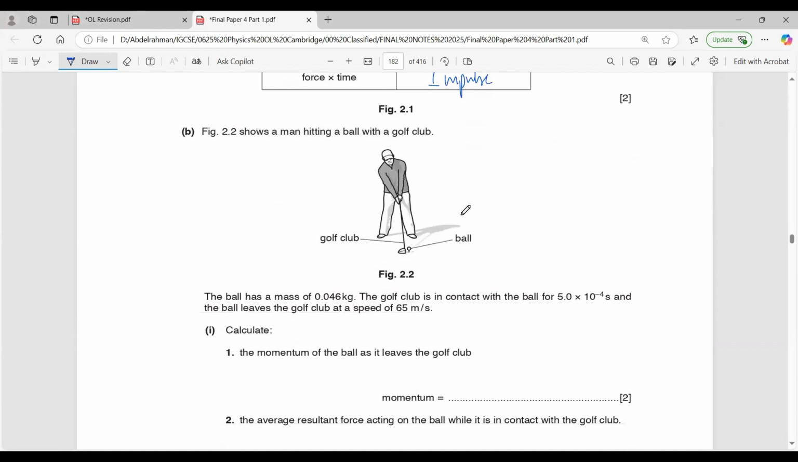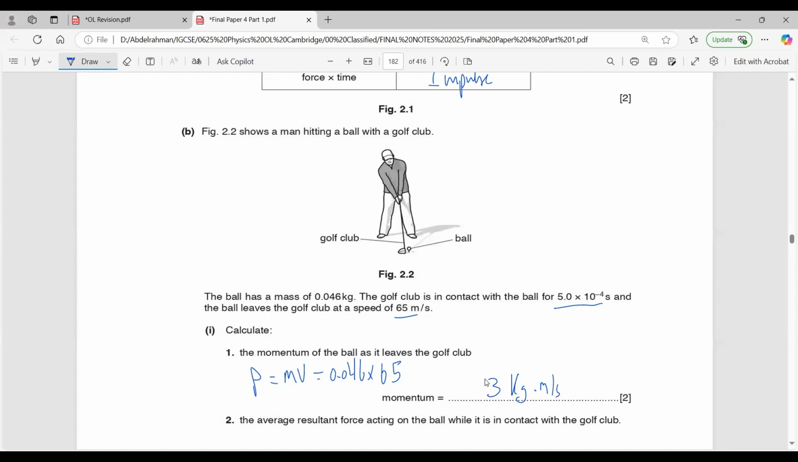He has a golf club. The ball has a mass of 0.046 kilograms and is in contact with the club for 5 times 10 to the power of negative 4 seconds. It leaves the club at a speed of 65 meters per second. Can you find the momentum of the ball as it leaves? Yes, P equals mv. You have the mass and the velocity. P equals 0.046 times 65, which gives a final answer of around 3 kilograms meters per second.